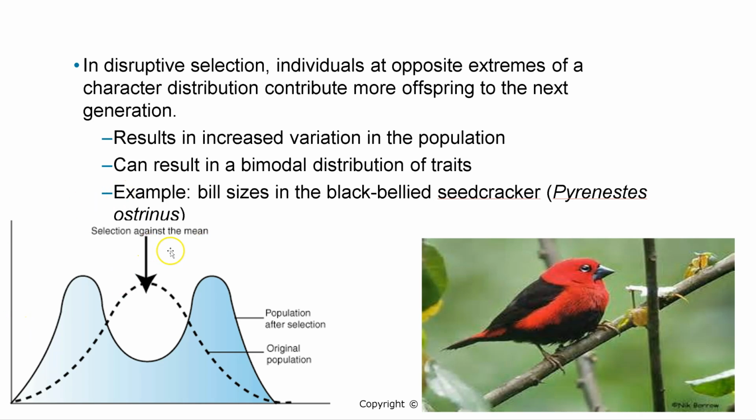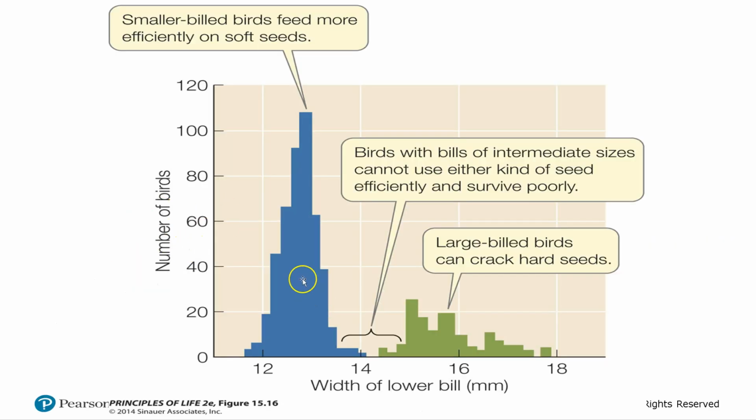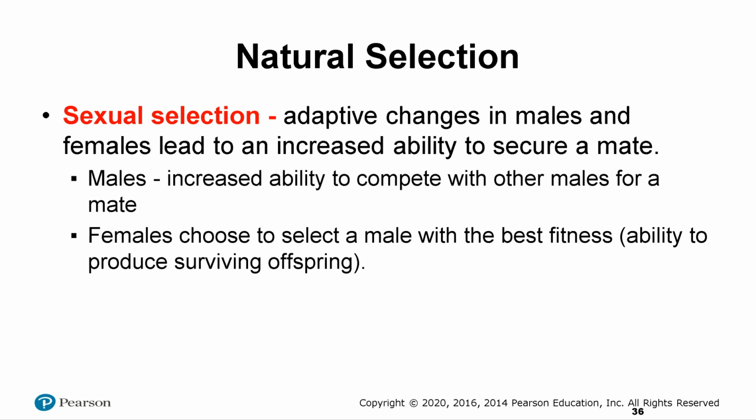This is highly seen in specific environments, but one example is the black-bellied seedcracker's bill sizes. As you can see right here, in their environment there are a lot of small seeds and a lot of large seeds, but not many in the middle. Birds with smaller bills can feed efficiently on soft, small seeds. Large-billed birds can crack the hard seeds, but birds in the middle don't really succeed at both, so they can't survive as well as the other birds.